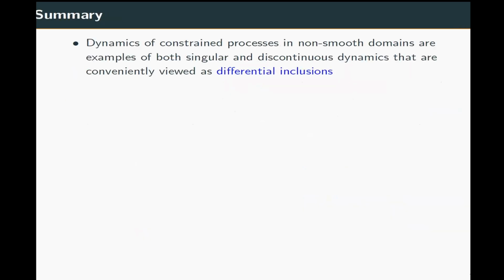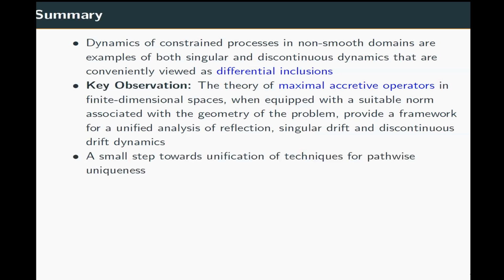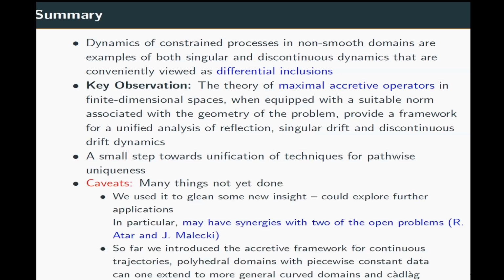But that's sort of the key observation, and that in finite dimensional spaces, you just have to choose the right norm to understand the Skorokhod map. So that was a one-sentence summary of all of this, that with the right norm, at least when you expect pathwise uniqueness, you can make more headway than otherwise. And so it's just a small step towards unification of techniques for pathwise uniqueness.